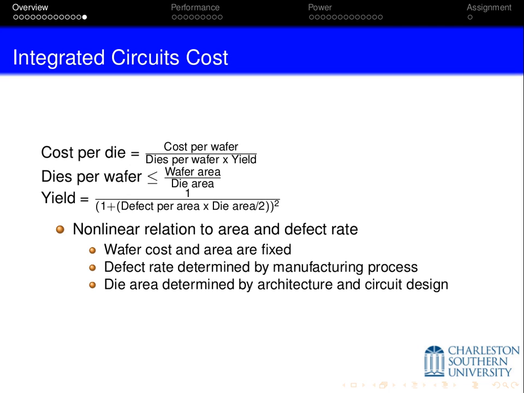The point here is, notice it's a nonlinear relation to area and defect rate. The wafer cost and area is fixed, but the defect rate is determined by the manufacturing process and the die area is determined by architecture. What it's saying is that because your defects can be all over the place, it has a quadratic relationship, and adding another defect per wafer increases it quadratically, not just linearly, your yield.